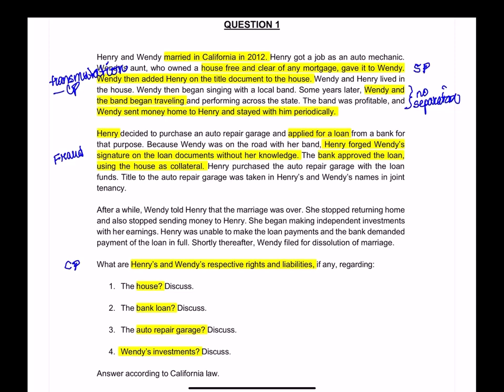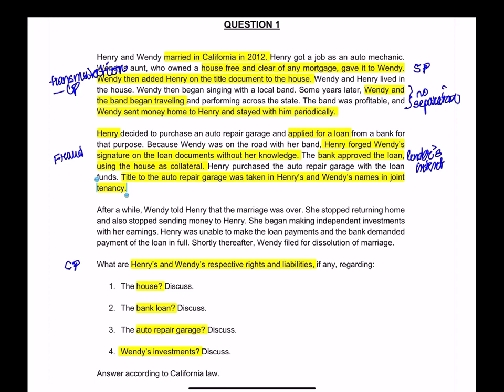I need to write about the intent of the lender. I need to talk about who's liable for that loan. What can the bank go after? I need to fit everything I know about that into my answer. He purchased the auto repair garage with the loan funds. Title to the auto repair garage was taken in Henry's and Wendy's names in joint tenancy. And yet, apparently, she has no knowledge of this property.